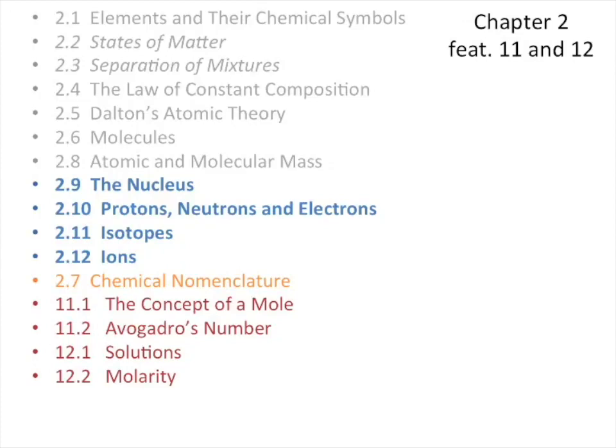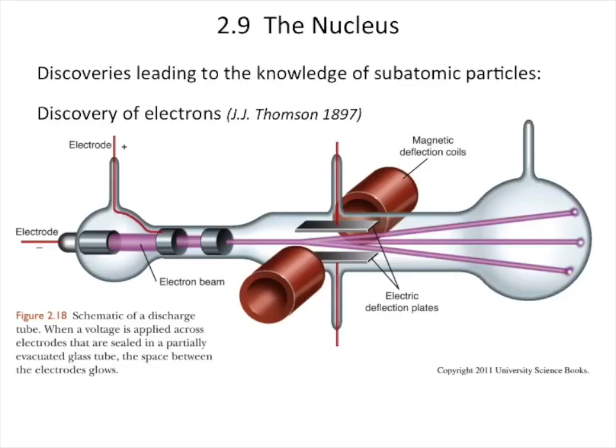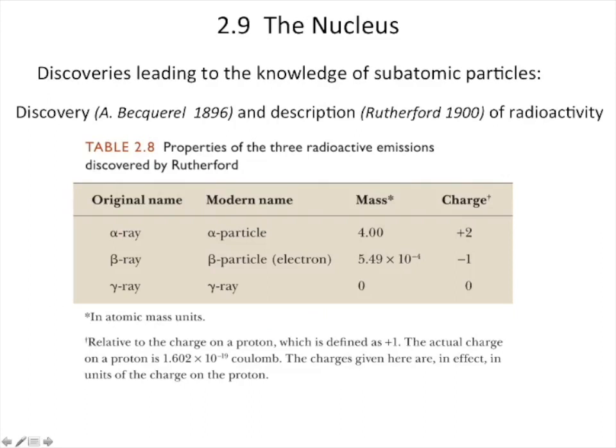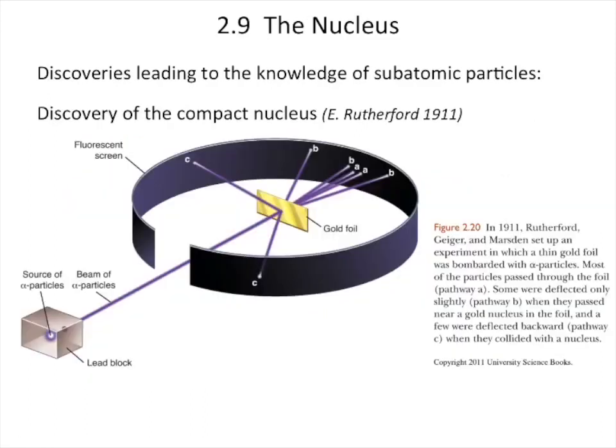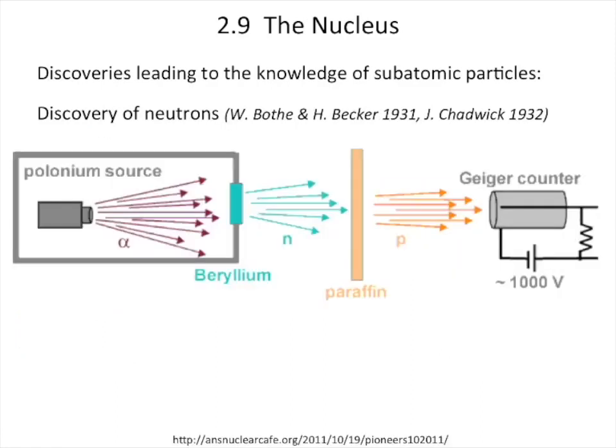Hello, in this video we're going to talk about the latter part of Chapter 2, where we talk about the atomic structure of the atom, isotopes, and ions. Your book has a very good description of the historical events that led to the discovery of the nucleus, and I encourage you to take a read through that. From the discovery of electrons, to the discovery of radioactivity, to the discovery of the compact nucleus, and the neutron.